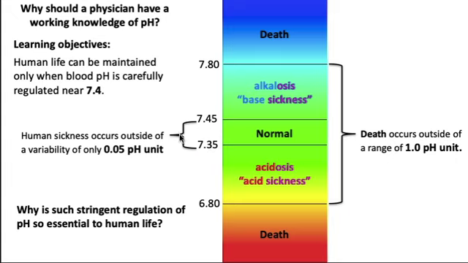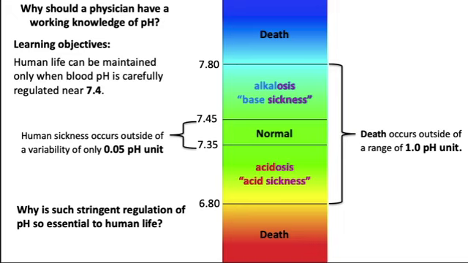As a scientist in the laboratory, I might have some trouble controlling pH within such a narrow range. If your blood pH is not between 7.35 and 7.45, you will feel sick. And in fact, if you have a higher pH, you'll suffer from alkalosis or base sickness. If your pH is below 7.35, you'll suffer from acidosis or acid sickness.